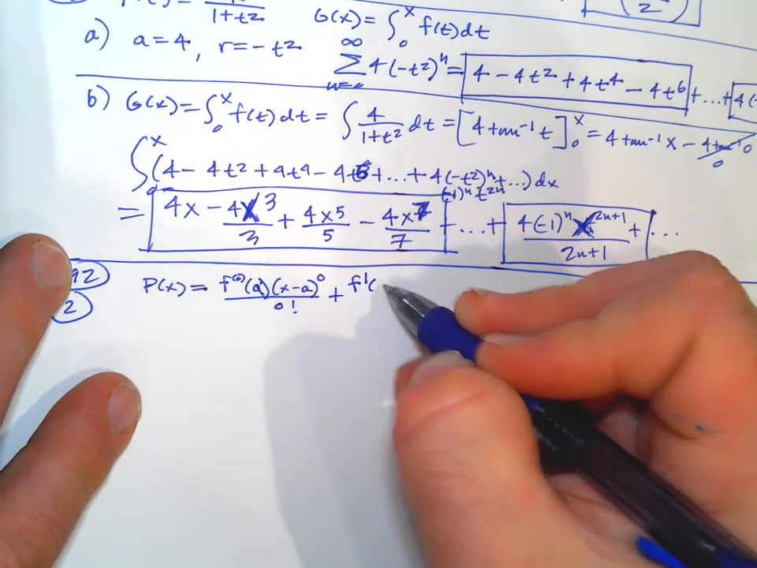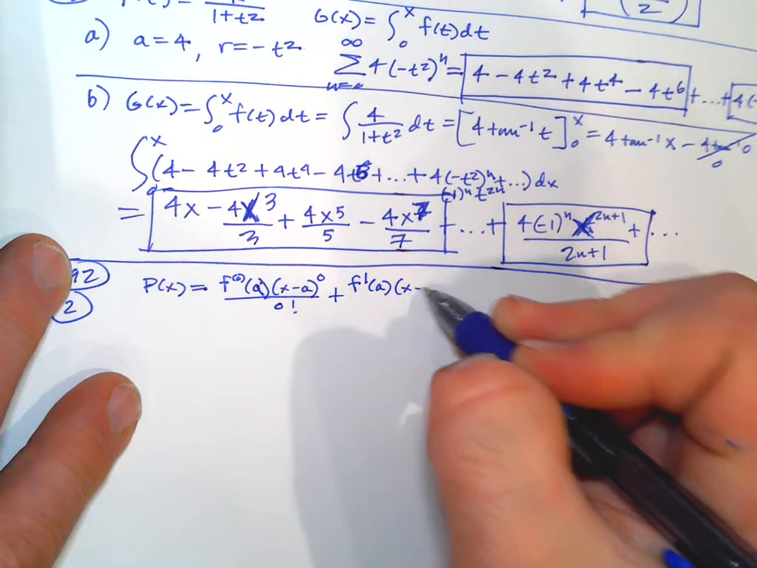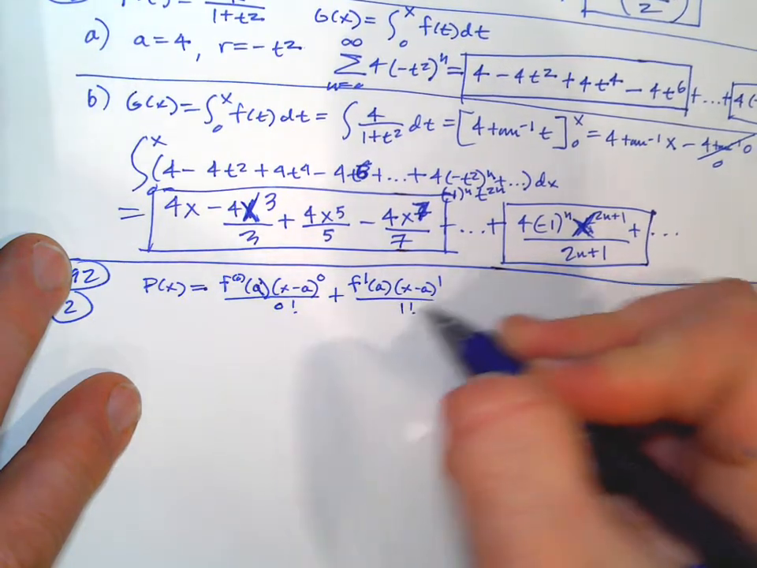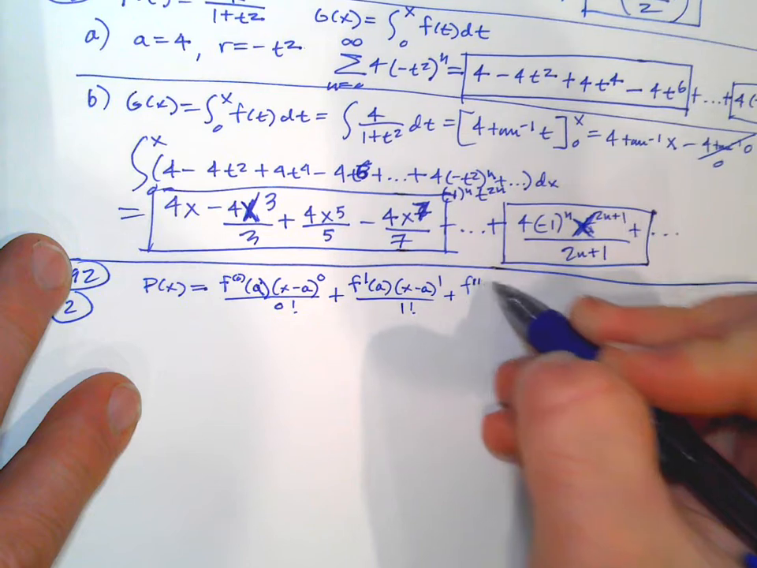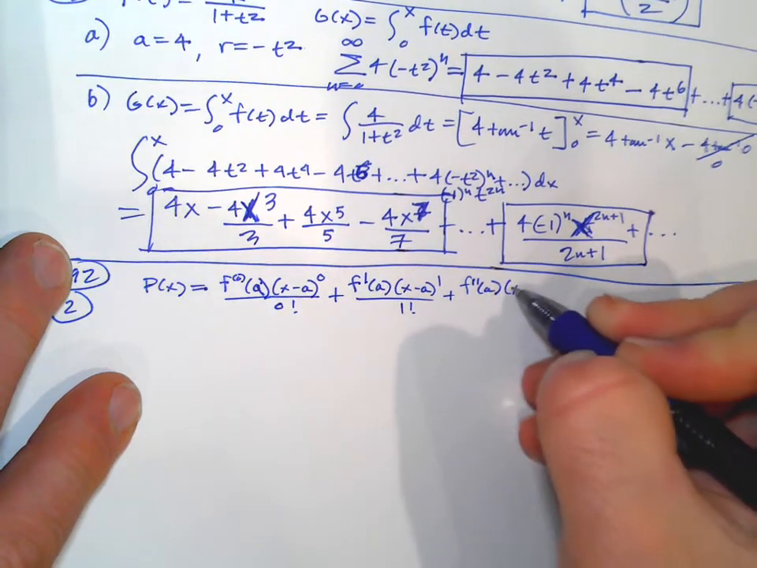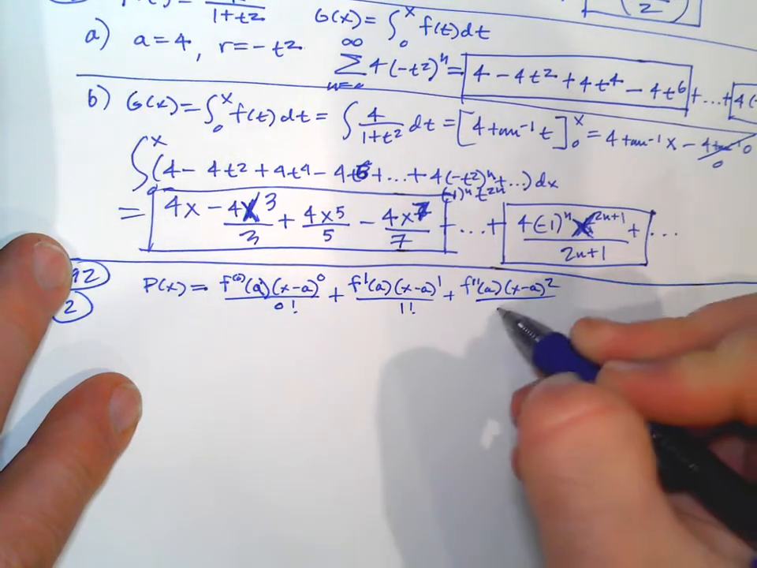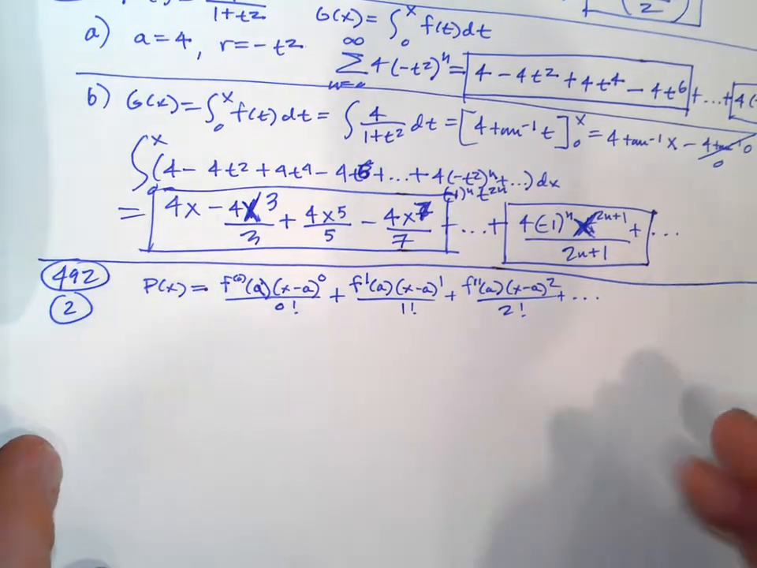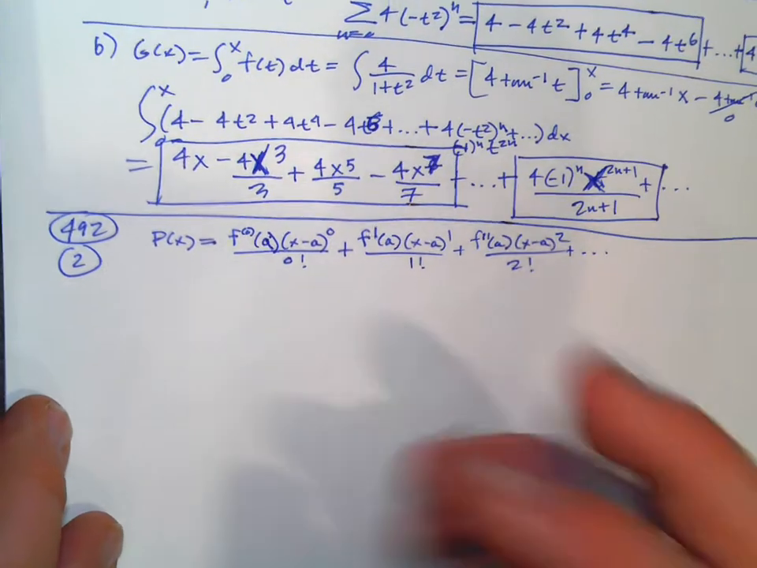And then the first derivative at the center, x minus a to the first power over 1 factorial. And then the second derivative at the center, x minus a to the second power over 2 factorial, and on and on. It's kind of a simple, clean pattern.